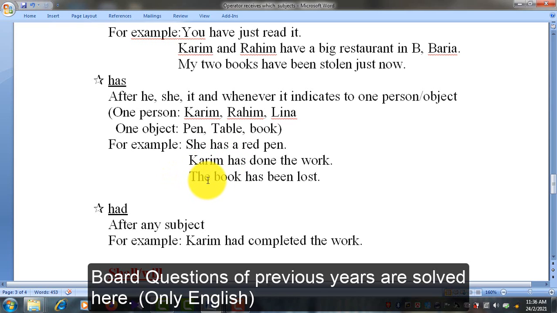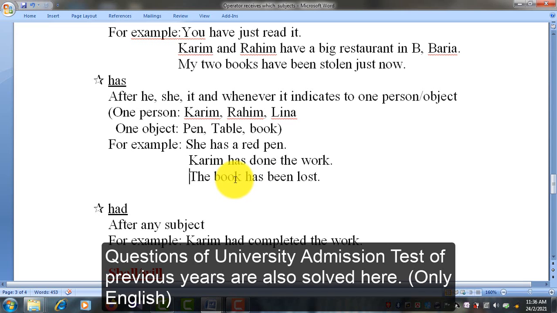Look at the last example here. The book has been lost. Attentively you can watch, the operator has been used after only one object, like book. Okay.